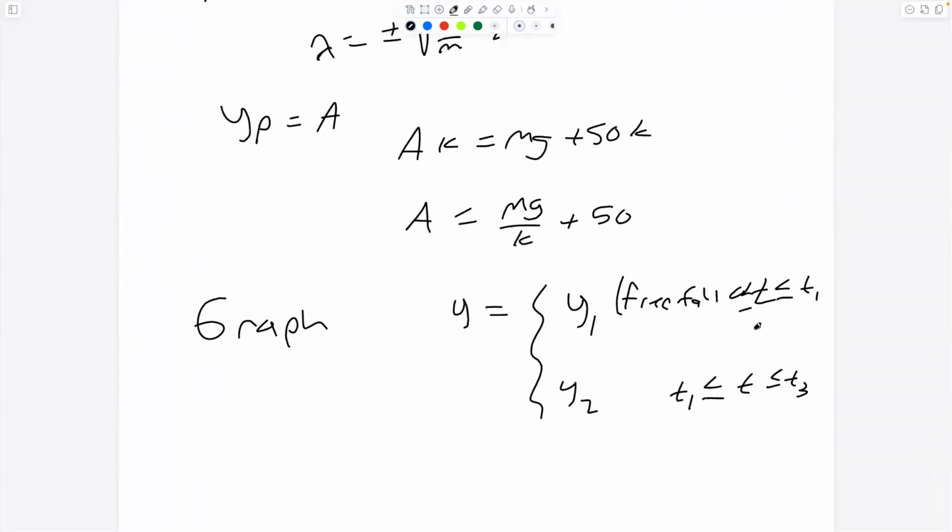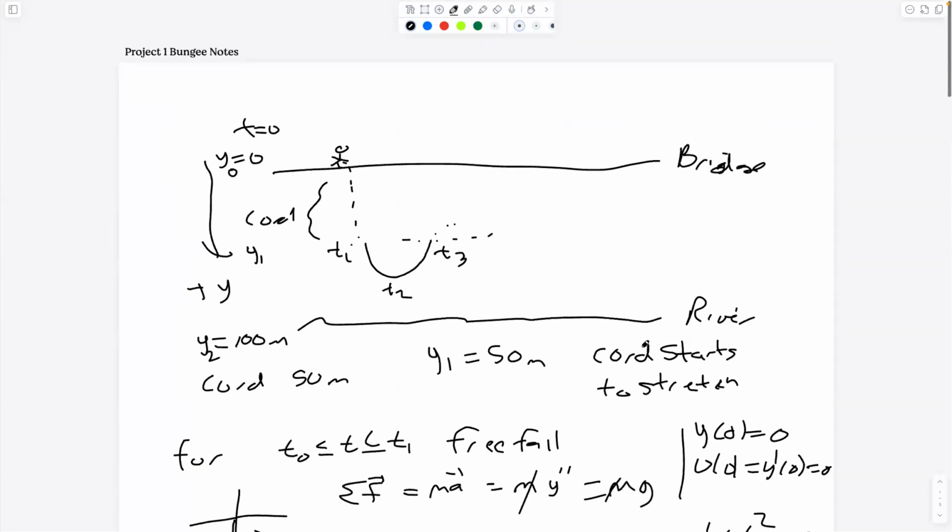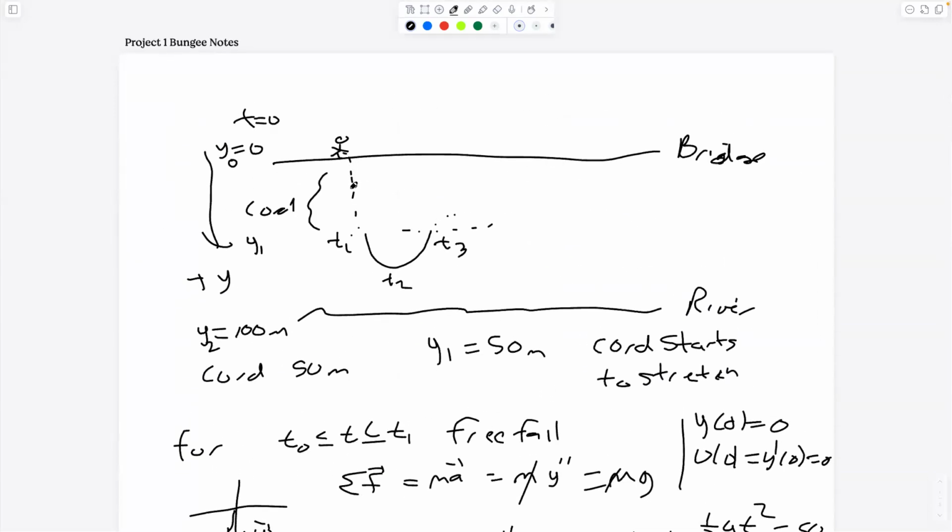Okay, and the easiest way to graph this as a piecewise function is to do it in Desmos. So use Desmos to draw a graph. You're going to have to look up how to do piecewise functions, but I'm actually going to show you. And notice I haven't given you m, g, or k yet. Our goal here is to figure out what kind of k value I need on my cord so that we don't hit the water.